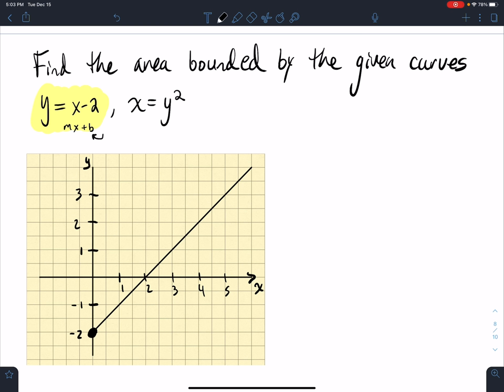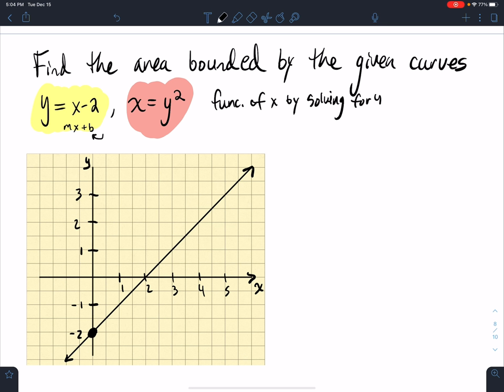Okay, so now comes the part that may be a little bit more challenging for us. How do we graph x equals y squared? You've got 2 options. One, you rewrite this as a function of x by solving for y.